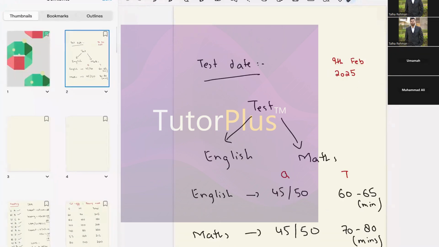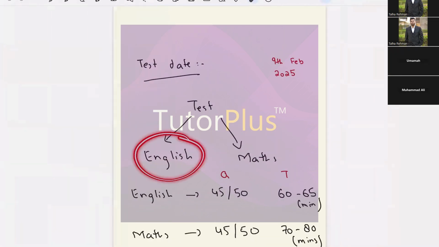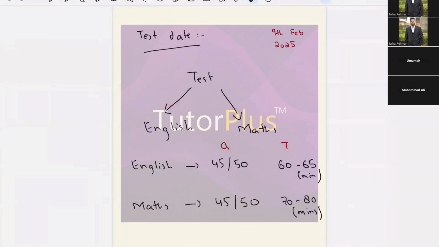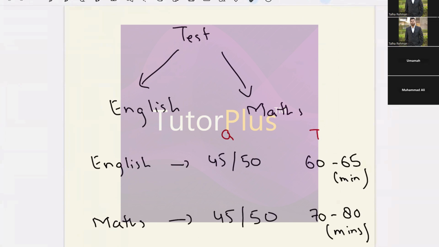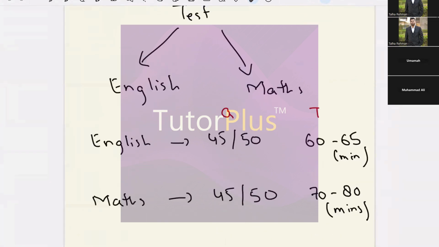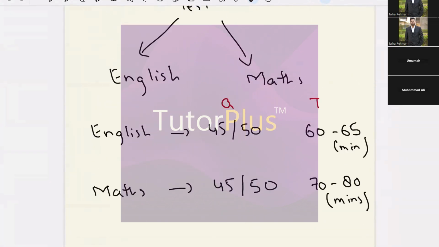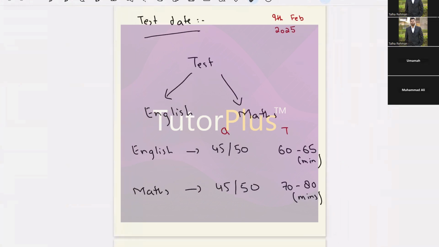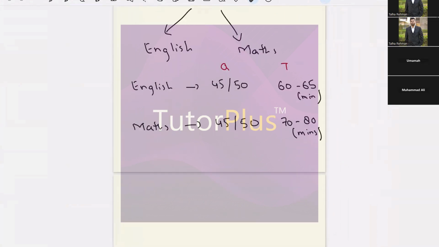The test has two broad components: English and maths. But we do not have a specific time limit. For English, we could have 60 to 65 minutes and 60 to 65 questions. Likewise, for maths, we could have 70 to 80 minutes and 45 to 50 questions. So that's about IBA. The time duration is not fixed, and the number of questions is not fixed either.